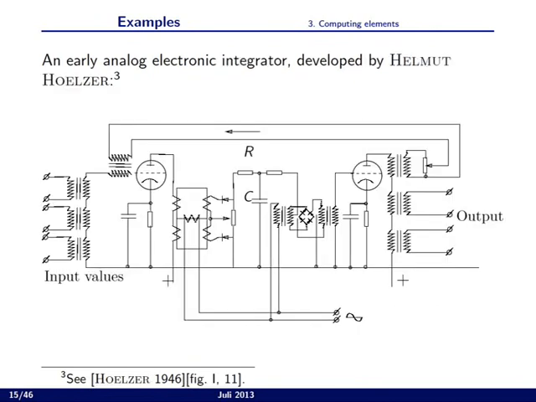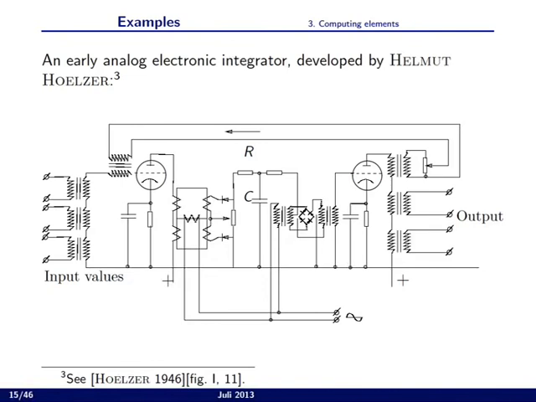This is another example. This is one of the first electronic integrators, which was developed in 1941 by Helmut Hölzer for simulating the A4 or V2 vengeance weapon, the large rocket developed by the Nazis. And you don't develop such a rocket from scratch. You need some means of simulation. Controlling a rocket is a really hard task, and therefore Helmut Hölzer developed the first analog computer that was a general purpose analog computer.